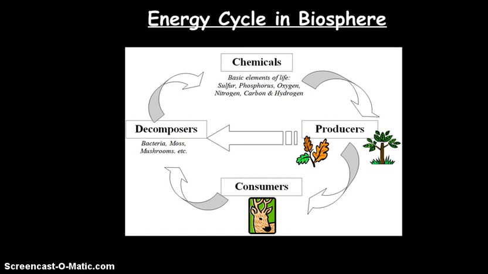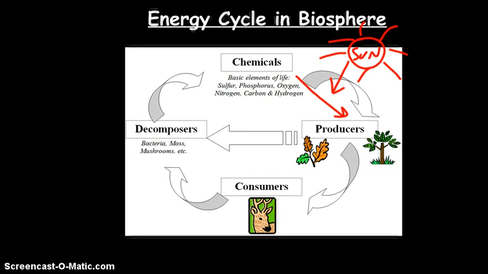So the first thing you're going to notice is that in order to get the chemicals from here to here, you're going to need some energy. That energy comes from the sun, right? The sun is our ultimate source of energy for this to happen. Without the sun, this doesn't happen. So with the sun available as the energy source, the chemicals and the producers get put together via photosynthesis, and that's how we get all the matter to start on living matter. And then it goes through the cycle.